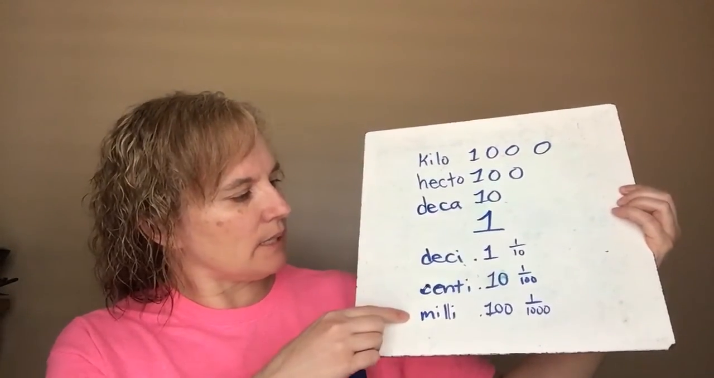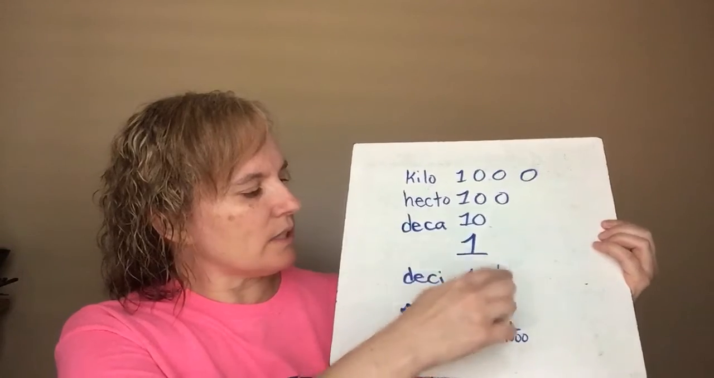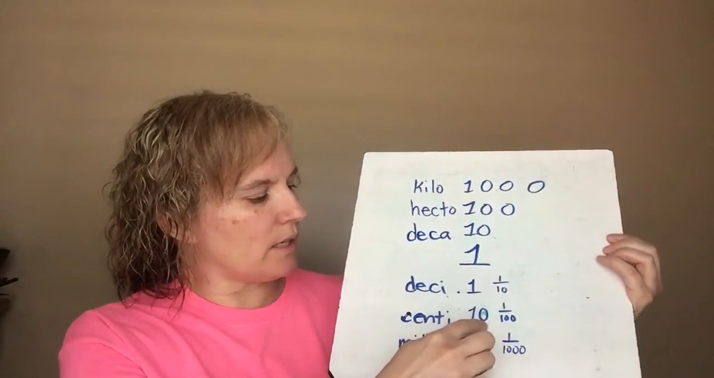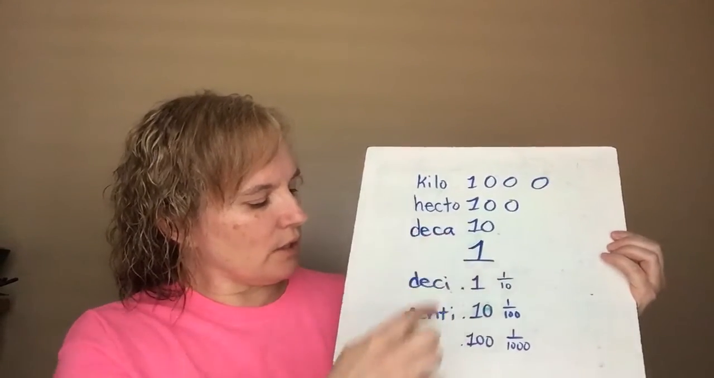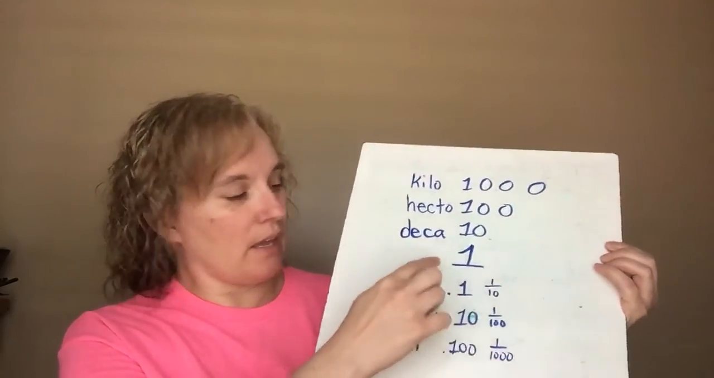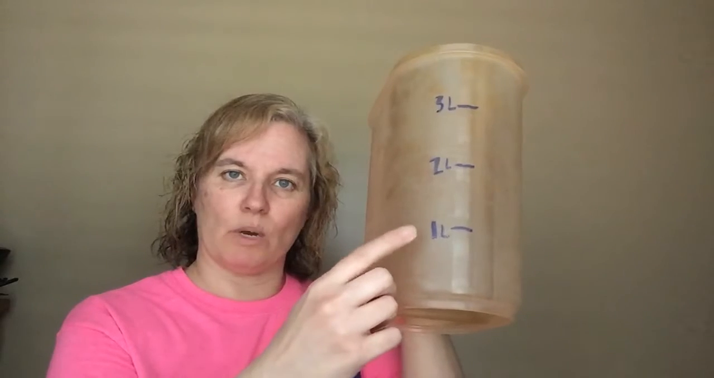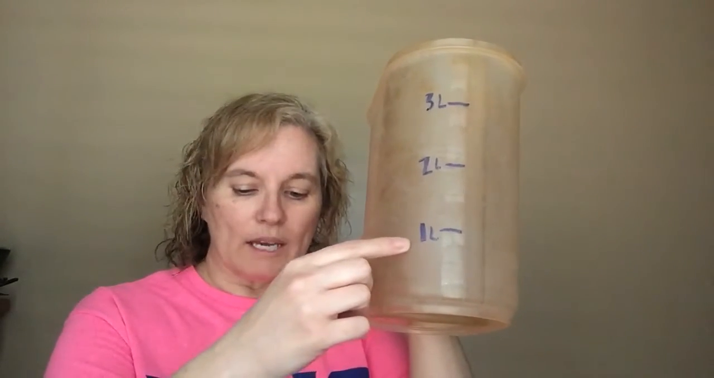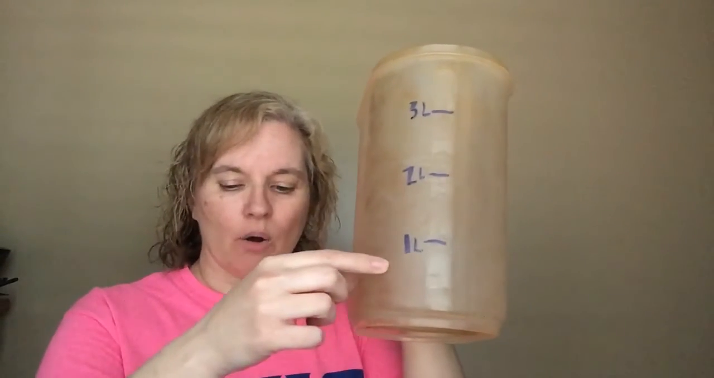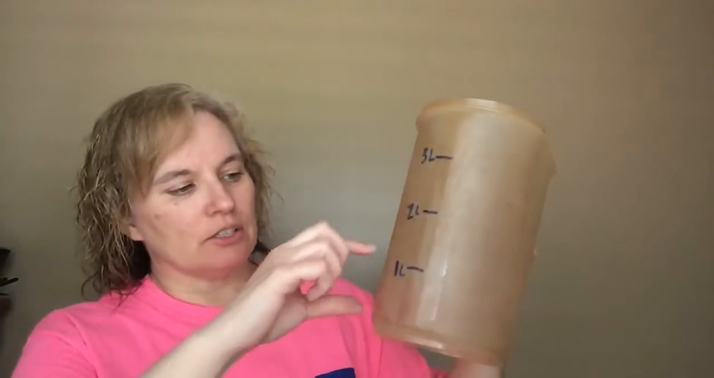So first let's talk about deci, centi, and milli. Deci is 1/10 of a liter, centi is 1/100th of a liter, and milli is 1,000th of a liter. So in other words, it takes 10 deciliters to make 1 liter. It takes 100 centiliters or 1,000 milliliters just to make that little bit. But now let's look at the bigger measurements.